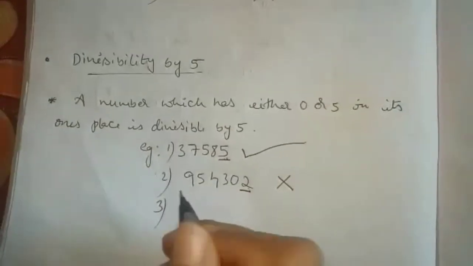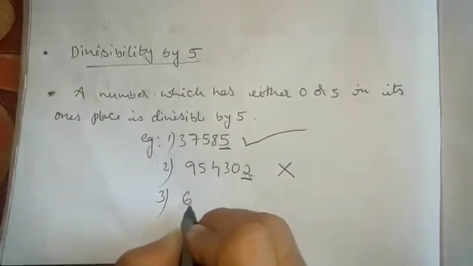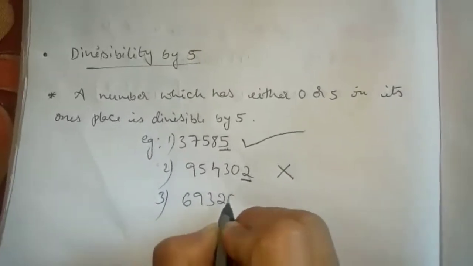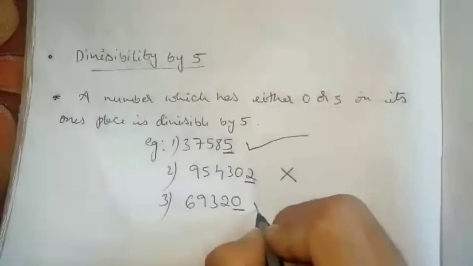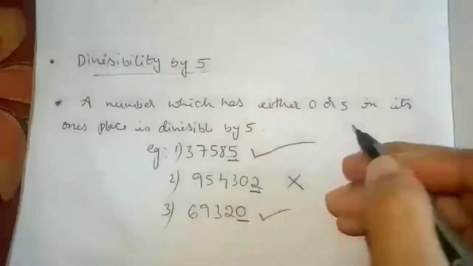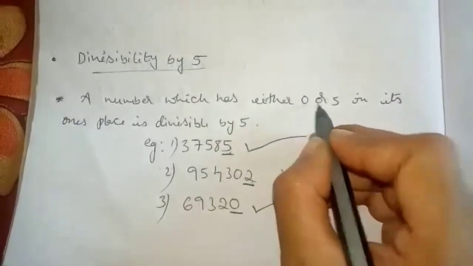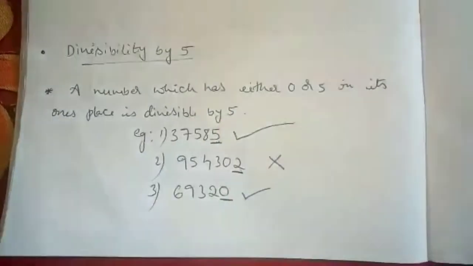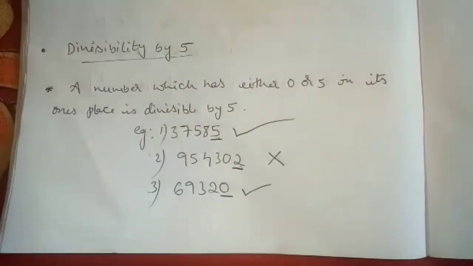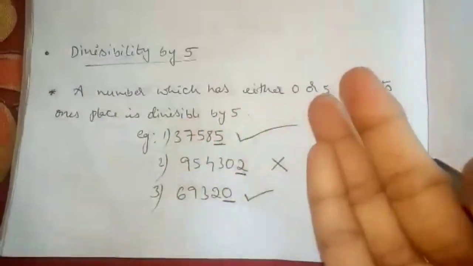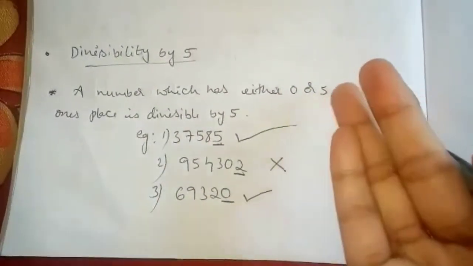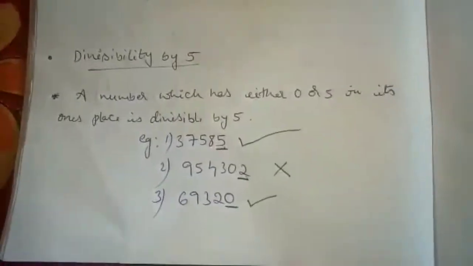Let me take one more example. Now here the units place is 0, so it is divisible by 5. So if you have 0 or 5 in the units place, then we can say that it is divisible by 5. How did we get this? That is how we can say that if you have 0 or 5 at the units place, it is divisible by 5.